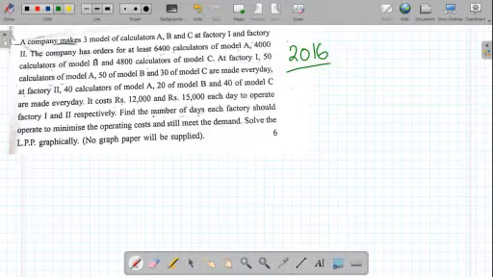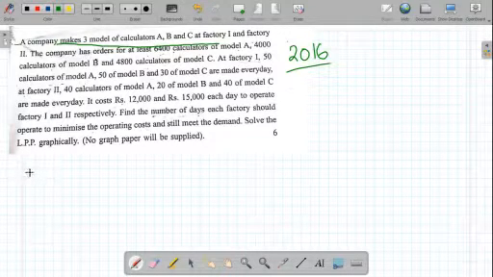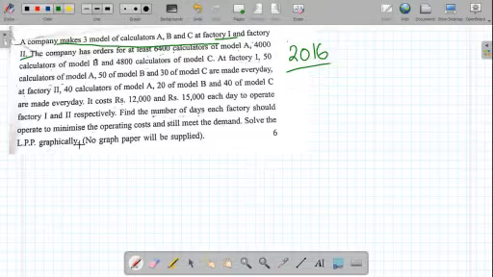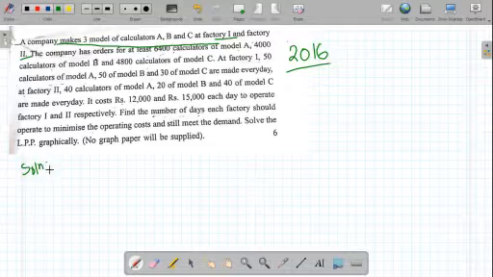A company makes 3 models of calculator, A, B, C. The company makes calculators in factory 1 and factory 2, right? So let's start writing here. Solution.